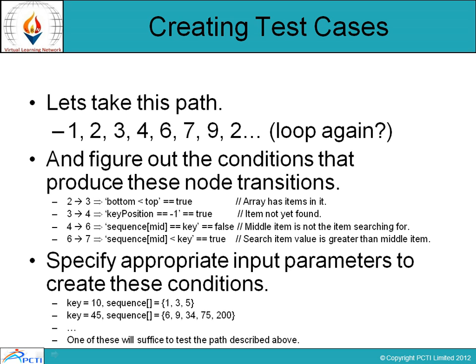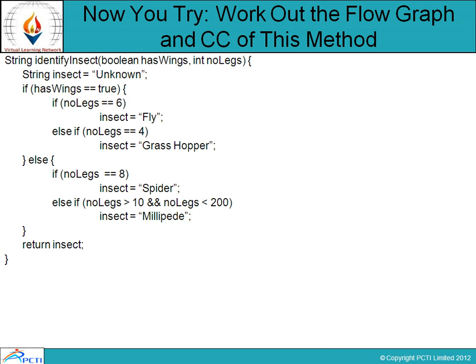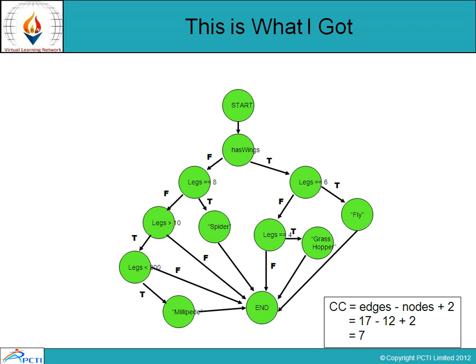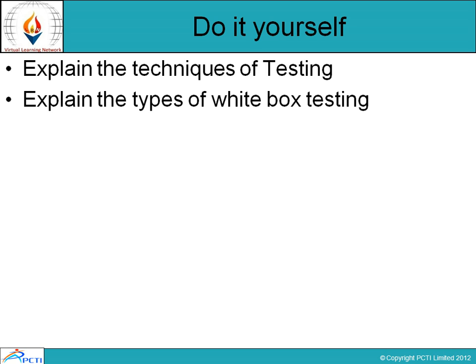And let's specify separate input parameters to create these conditions. Here the key value 10 with the sequence taken in the array list R, and the key 45 with its sequence are taken here. So this will be sufficient for the path described above. Now try to work out the flow graph of this code with the help of this method. This is what I got for this graph as an example. I hope you can try it by yourself and the result can be easily matched. This is an exercise that you can do by yourself.